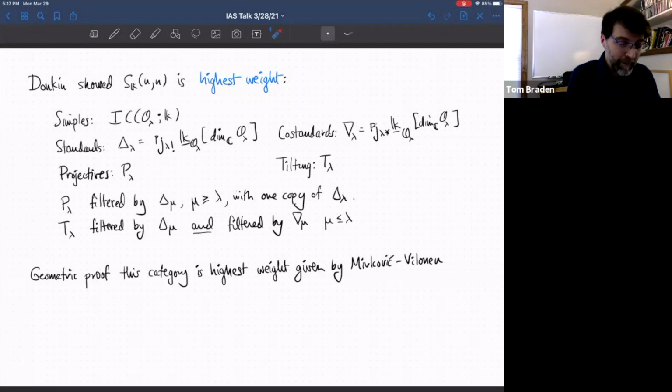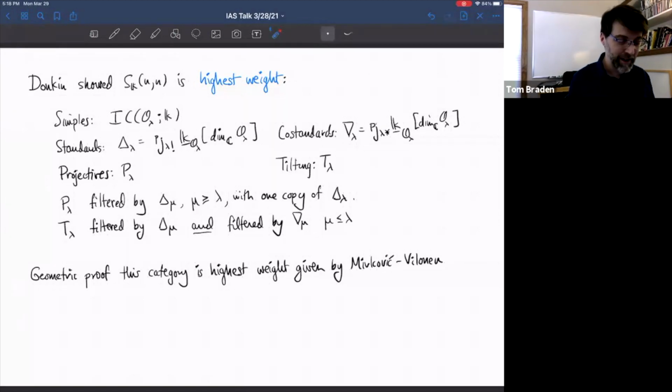Okay, so this category of representations, whatever you want to call it, I guess I should actually say, since I said the algebra, the algebra is quasi-hereditary, but this category of representations is highest weight. And Duncan proved this in a very algebraic method, and then the next question is, how can you do this geometrically?